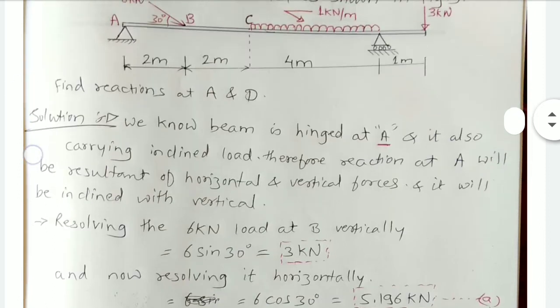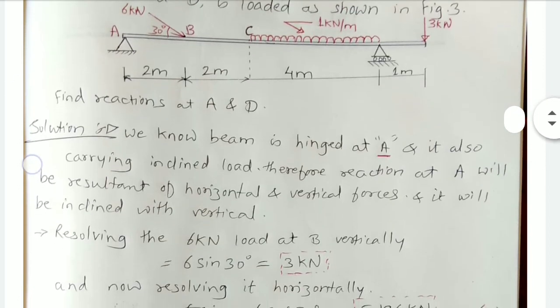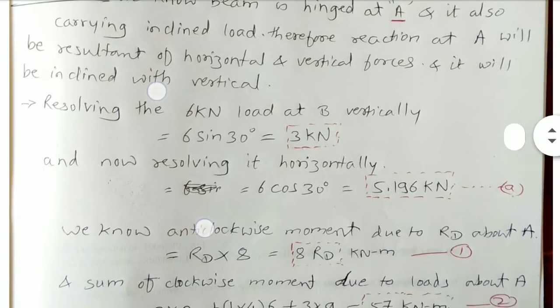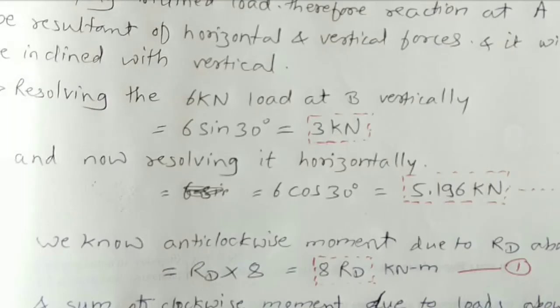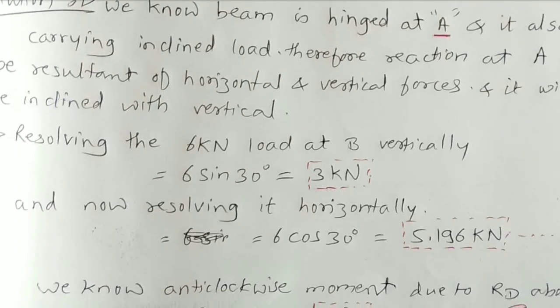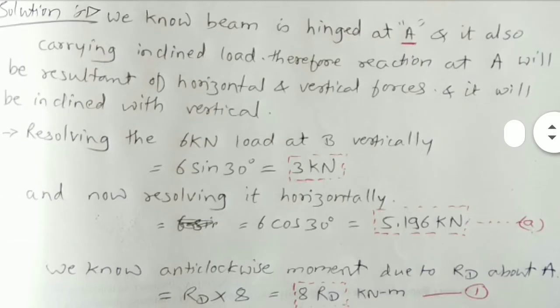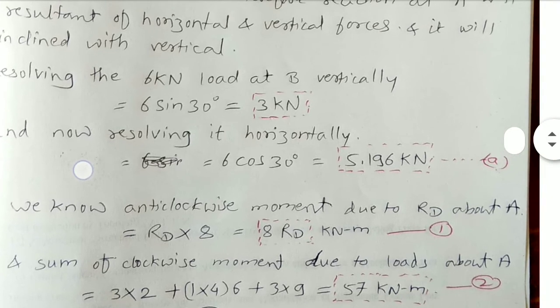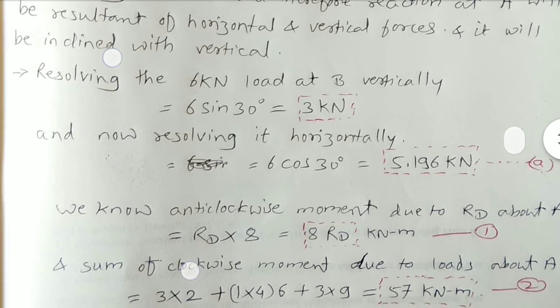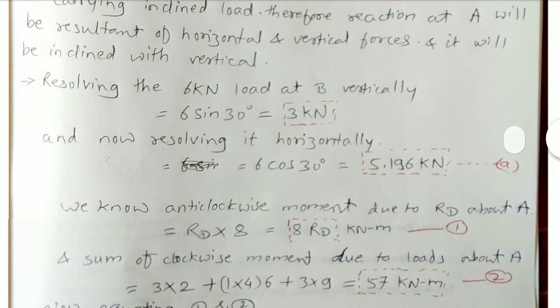First of all we have to resolve this inclined force of 6 kilonewton into vertical and horizontal components. Resolving vertically, it is 6 sin 30, because the angle is given as 30 degrees, so it comes to 3 kilonewton. Resolving horizontally, it is 6 cos 30, which comes to 5.196. Let's consider this as point small a. We will record this numerical value later on.